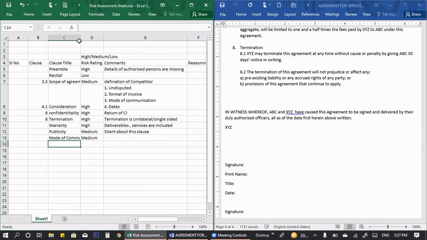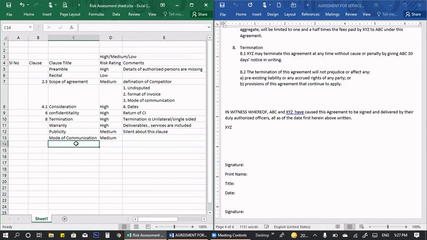And then the next one is dispute resolution. As you can see, there is no dispute resolution process, whether it is arbitration or directly court. It is nowhere mentioned. They also haven't mentioned anything about assignment of the contract, whether it can be given or not. So I'll be flagging it as medium.